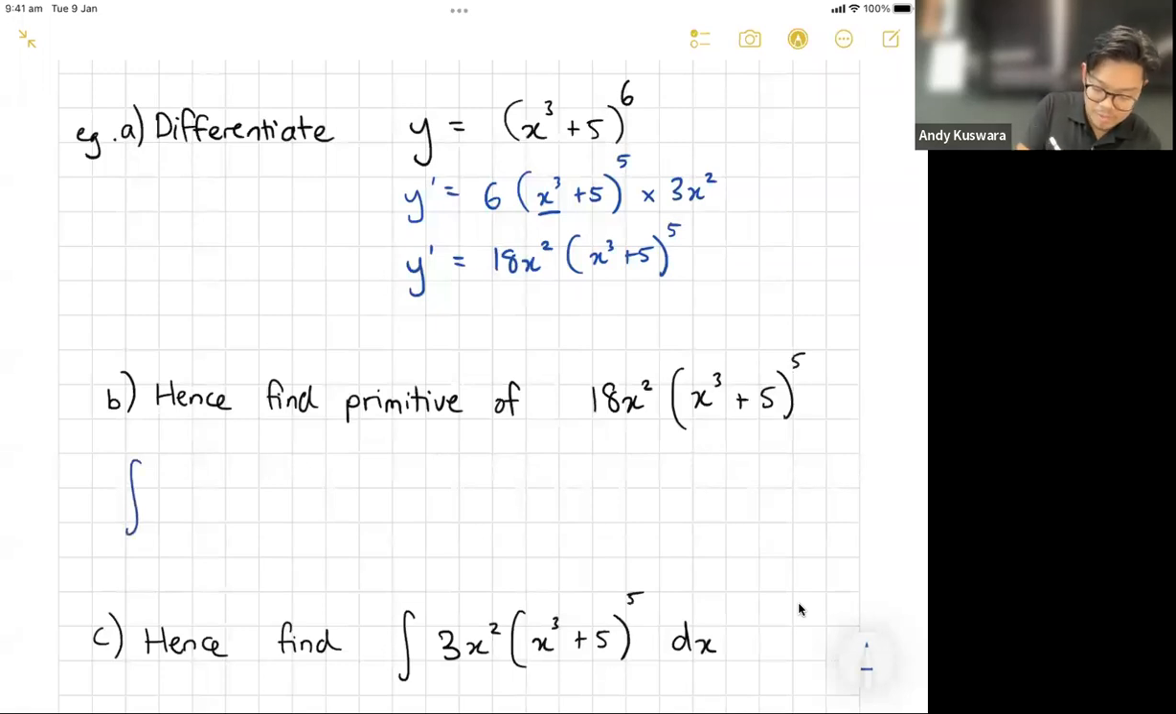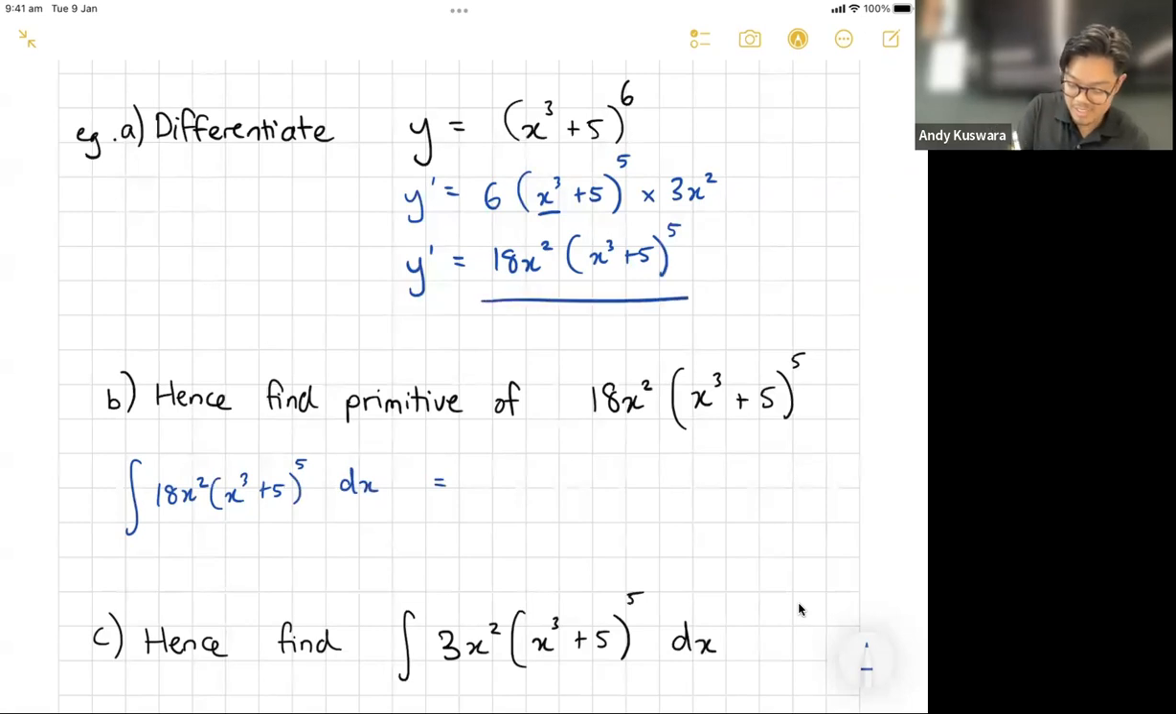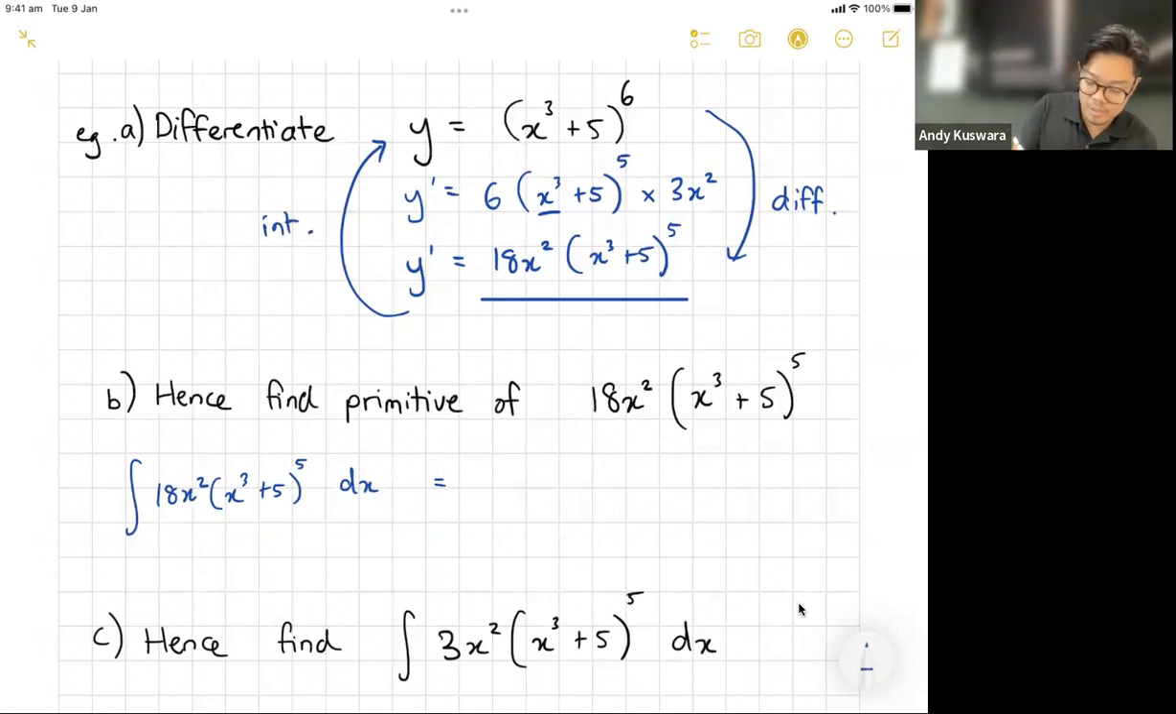Now, what they'll say here is hence find the primitive of, and primitive is just another fancy way to say integrate. So find the primitive of 18x squared, x cubed plus 5 to the power of 5 dx. That's what it means to find the primitive. In this case, since we differentiated this way, we integrate and end up back at x cubed plus 5 to the power of 6, and then it'll be plus c. So we're just ending up back at the same place.